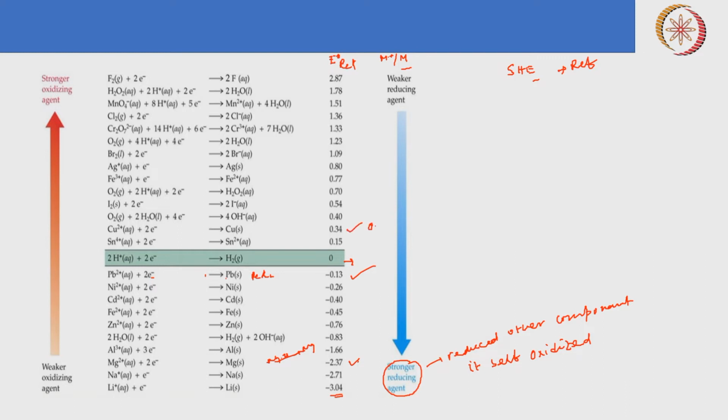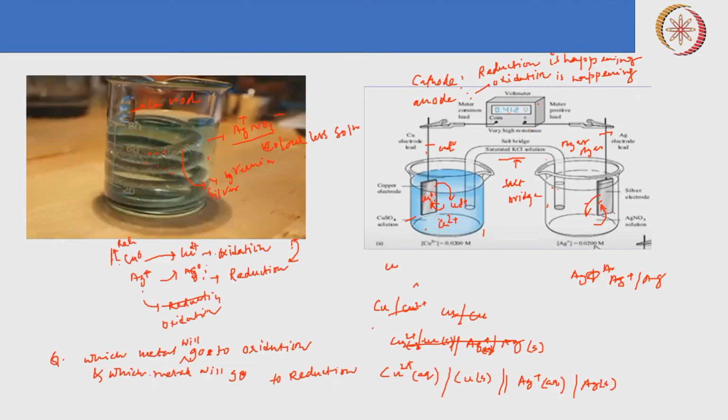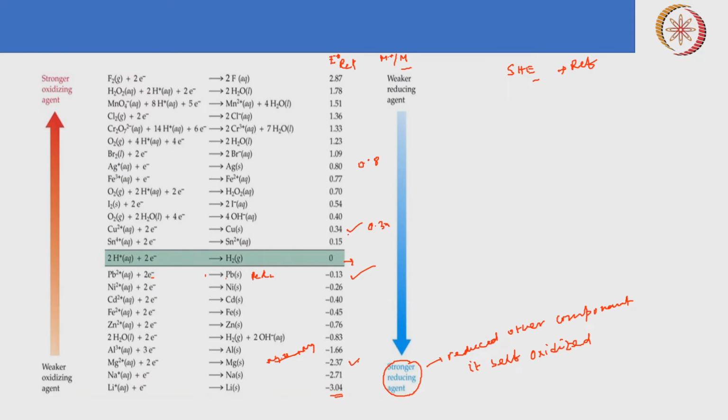So basically from here you get to know that copper is 0.34 volt, and the other one we have is Ag, which is 0.8 volt. Here you can see that copper has more reducing power, that means it can oxidize easily. In the previous slide you can see that copper is more negative, so it goes to oxidation. That means the color of the solution becomes bluish, and silver goes to reduction, Ag+ going to Ag 0. As a result, silver plating forms on the electrode surface. Okay, so this thing is there.